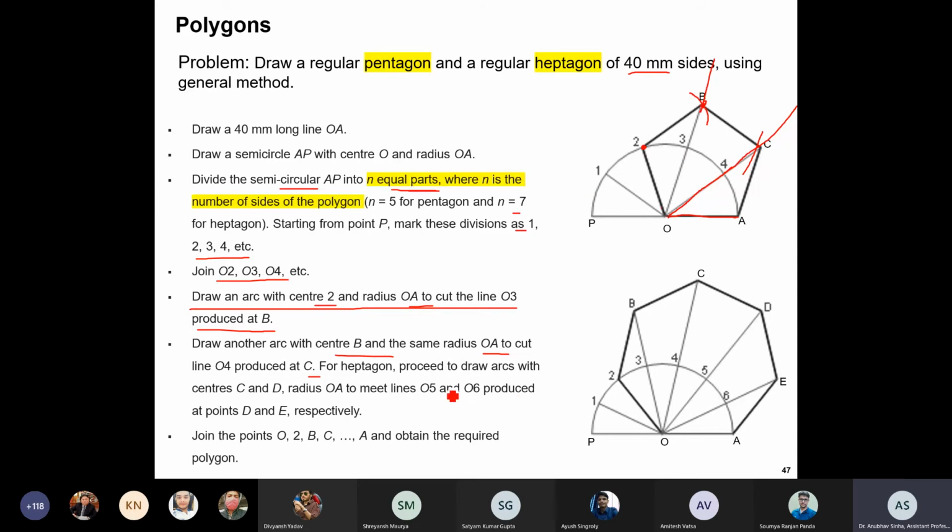Now similarly for a heptagon, what you will do is draw arcs with center C and D. You will keep on drawing, from C to D, from D to E.